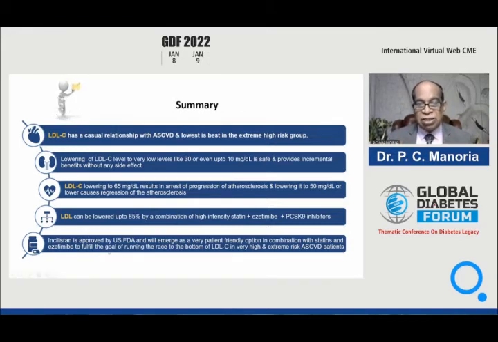And inclisiran has recently been approved by the US FDA and will emerge as a very patient-friendly option in combination with statins and ezetimibe to fulfill the goal of running the race to the bottom of LDL in the very high and extreme risk group.